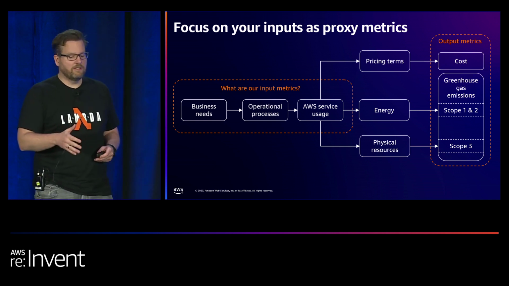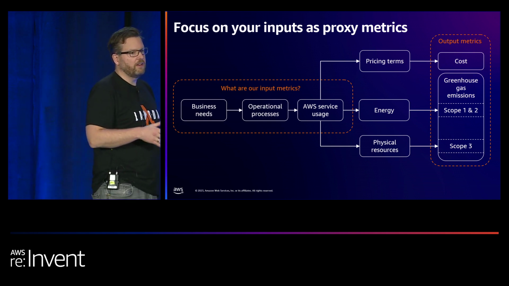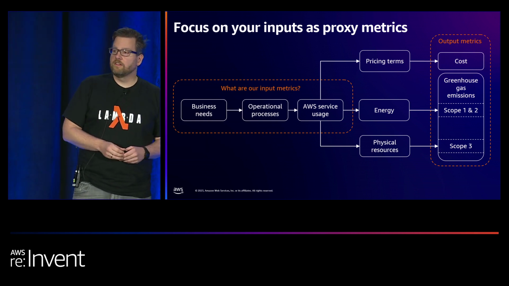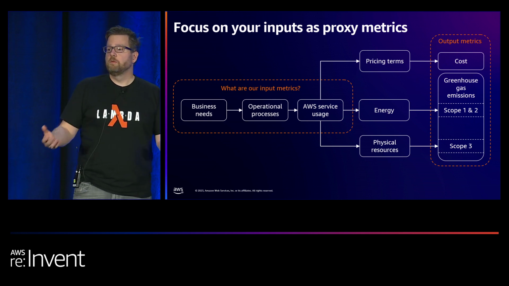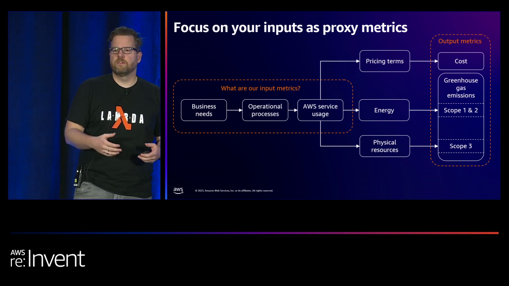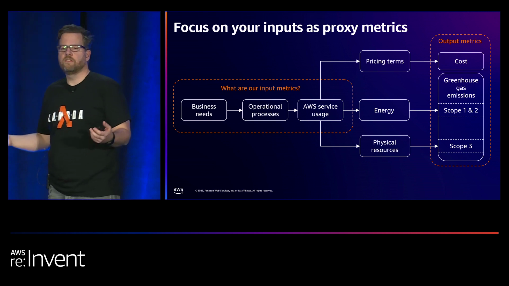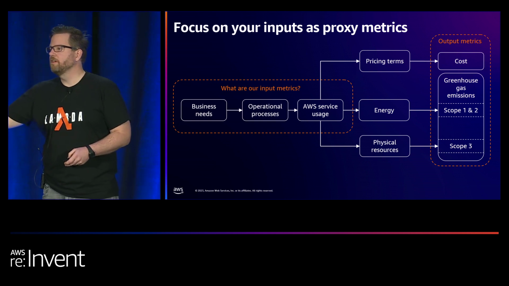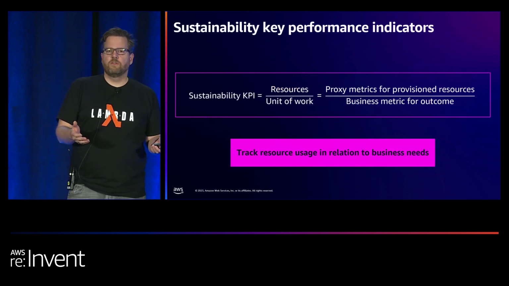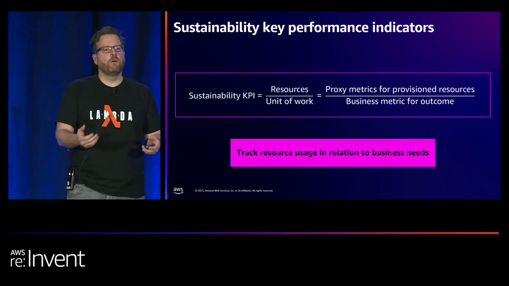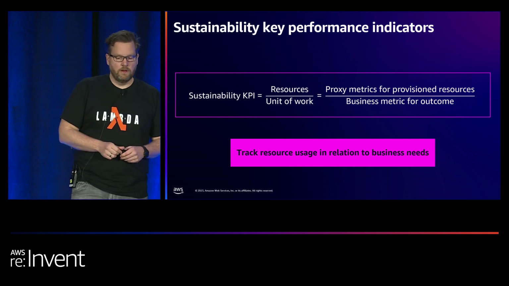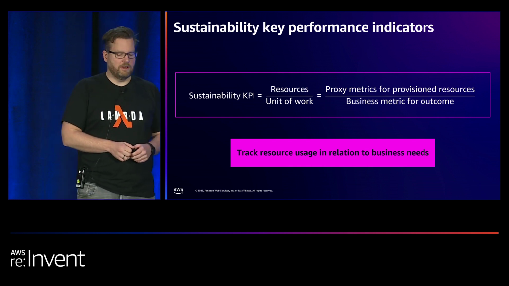Take the AWS cost and usage report, for example, to understand your service use. But also walk upstream in that process to understand the operational processes and also the business need that is fulfilled. And when I talk about the business metrics, I mean how many insurance contracts are issued, or how many connected vehicle miles you serve. Having the proxy metrics of resource usage and also knowing my business metric, I can divide one by the other and have the ratio to calculate a sustainability key performance indicator.